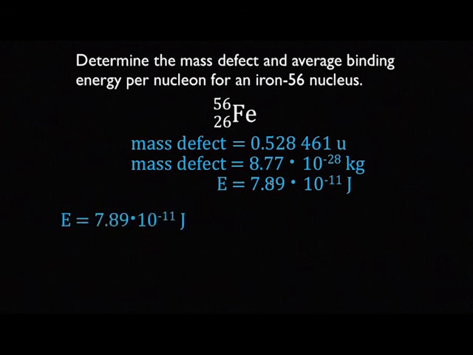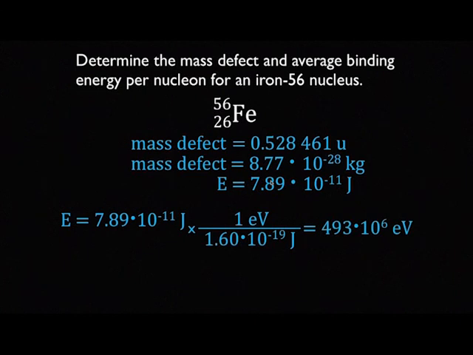The binding energy is always expressed in electron volts. So 1 electron volt is equal to 1.6 × 10^-19 joules, from where we'll get binding energy equal to 493 × 10^6 electron volts.